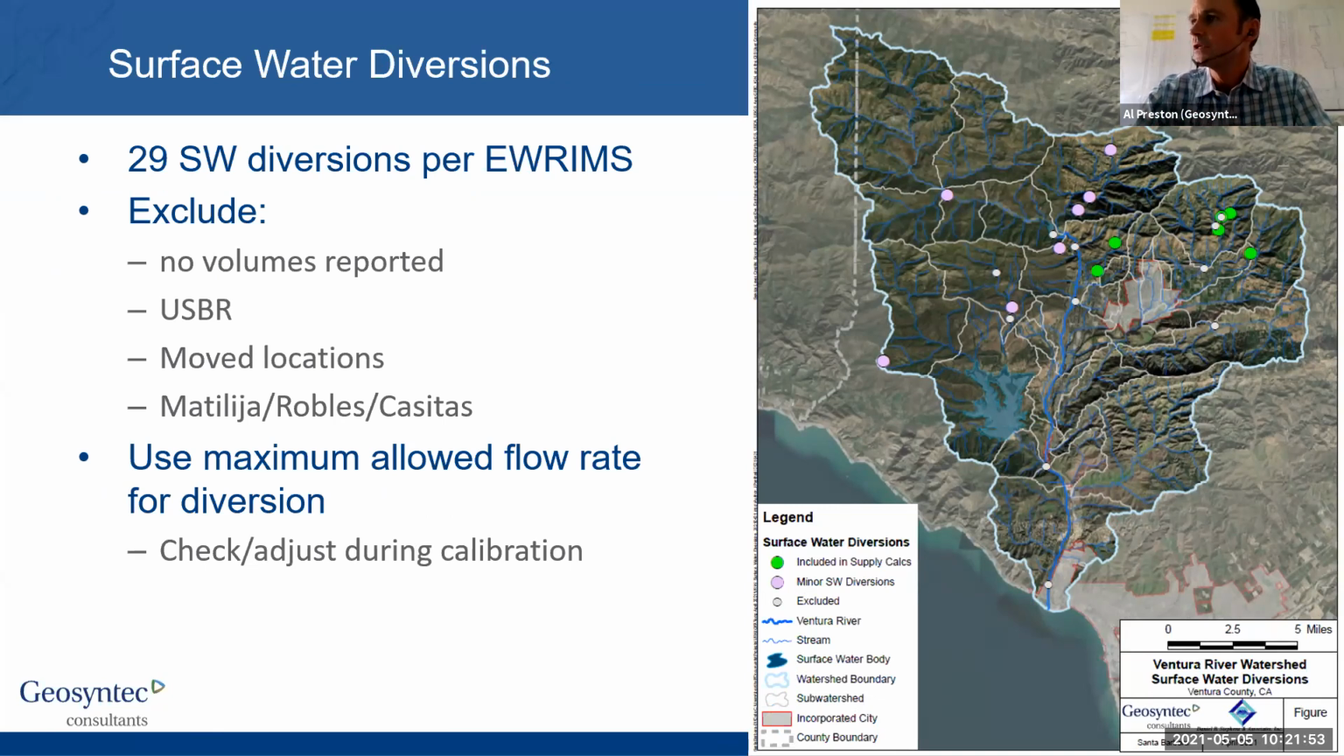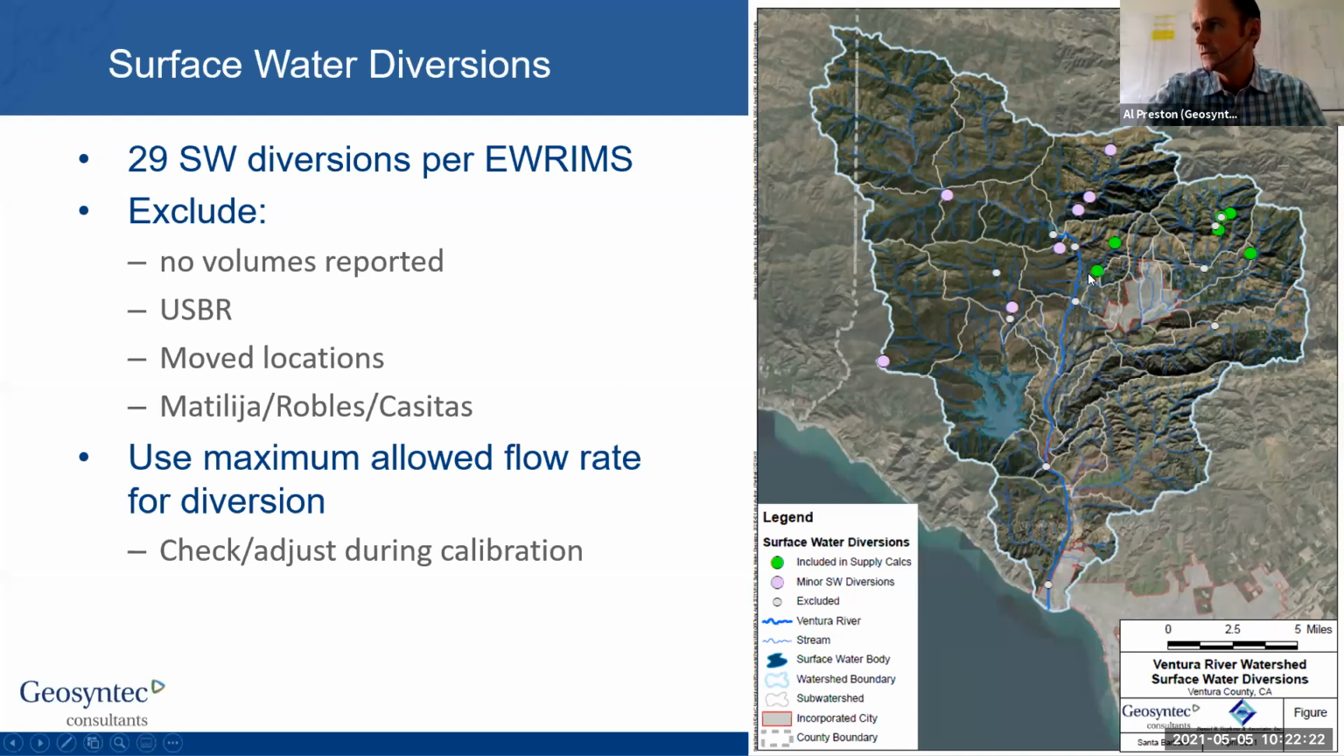In the watershed, there's 29 surface water diversions per the ERIMS, which is the state's electronic water rights information management system. That's shown here on the map. They have self-reported data. We went through and we excluded diversions which had no volumes reported. There were also a couple others that we looked into and determined they were no longer in use.